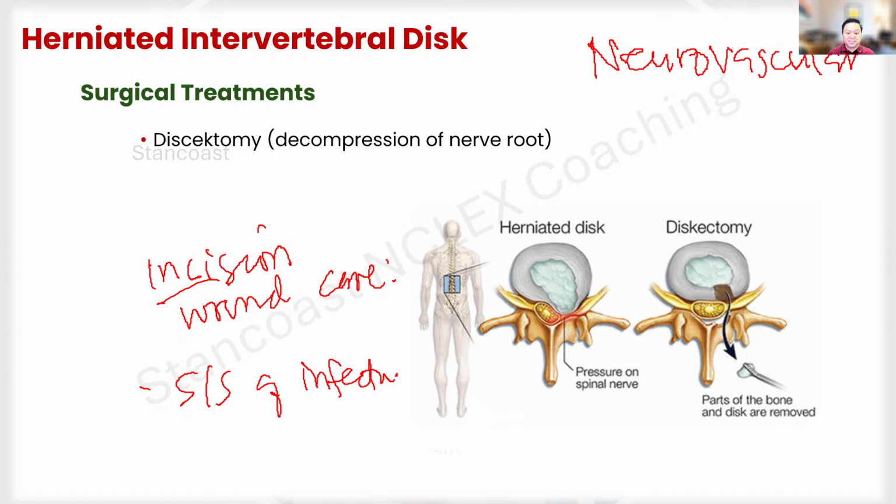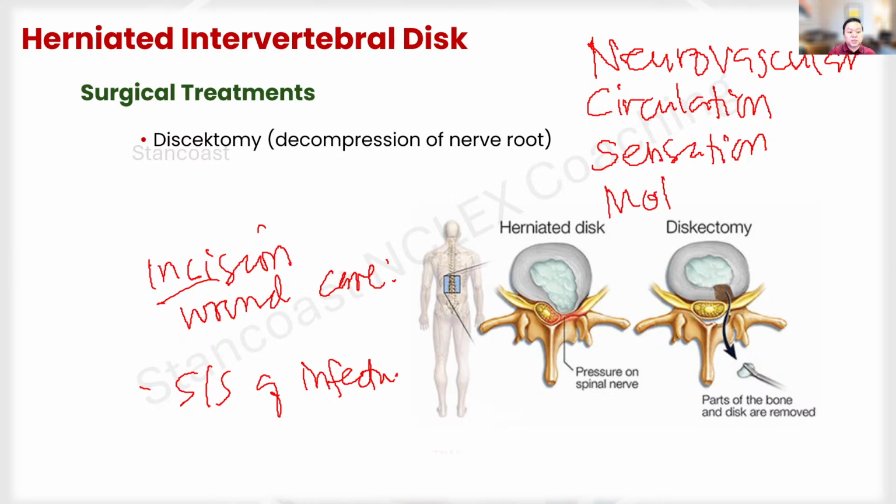So what are these? We're going to have to check for their circulation in the distal extremity. You also need to check into the patient's sensation in the distal part of the body where the surgical procedure has been done. And also make sure you're checking into the motor function. All right, these are very important.